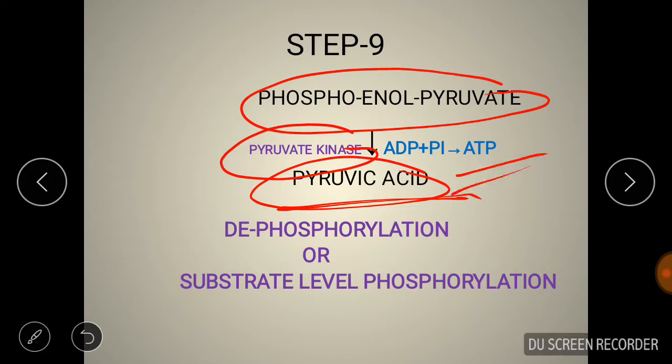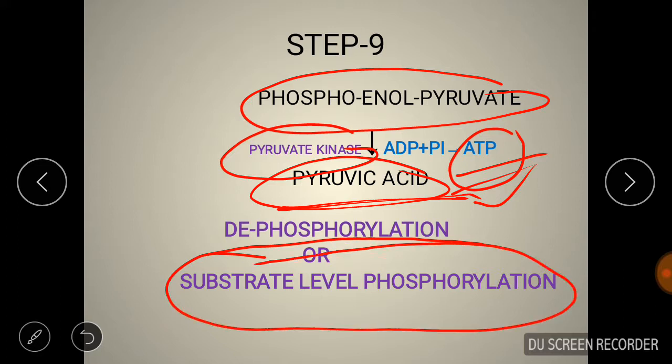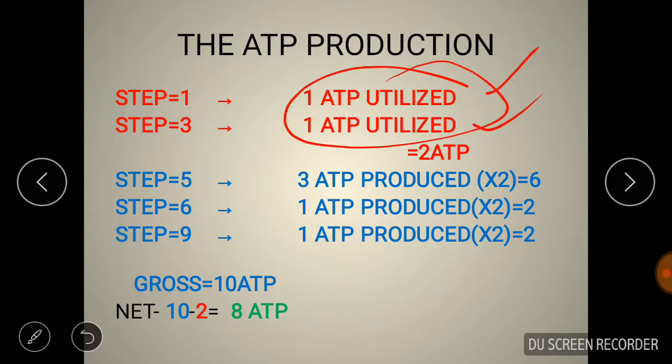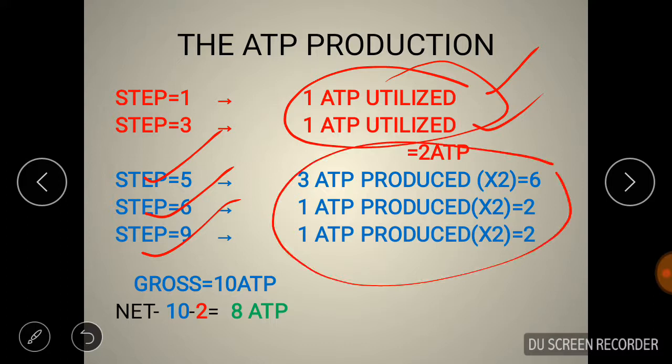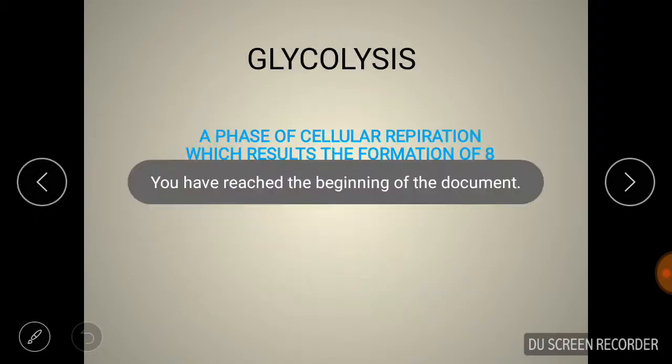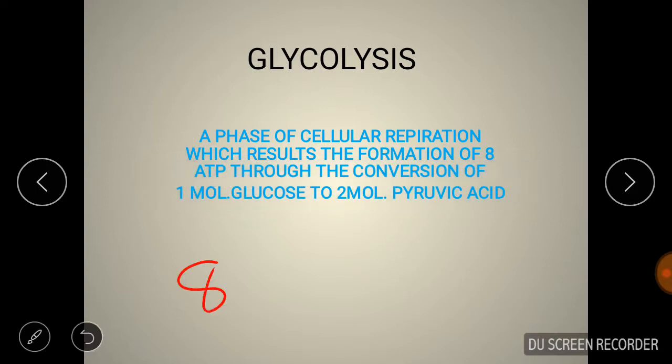By doing so, they have produced one more ATP. As we have produced one more ATP, this is a dephosphorylation state, and we can see ATP. So this is substrate level phosphorylation. So in step 1 and step 3 we have utilized ATP, whereas in step 5, step 6, step 9 we have produced ATP. Now we have multiplied by 2 because PGAL will give one pyruvic acid and DHAP gives one pyruvic acid. Eventually we have produced 10 ATP, but we have used 2 ATP, so we have got 8 ATP. The complete reaction of glycolysis involves the formation of 8 molecules of ATP.